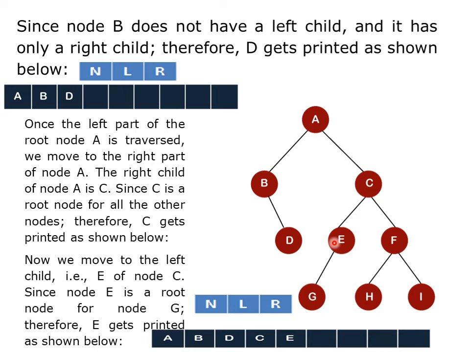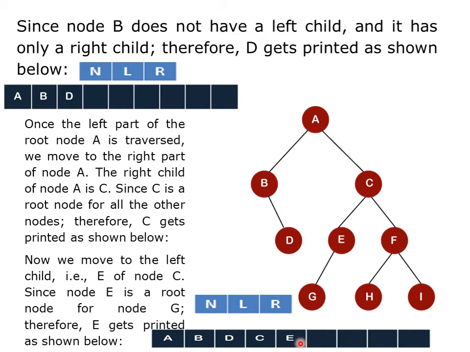Here, on the left, what is there? Once again, there is a node, that is E. E has only one child, that is the left child, G. According to this, what should be printed first? First, the root node should be printed. Here, the root node is E.